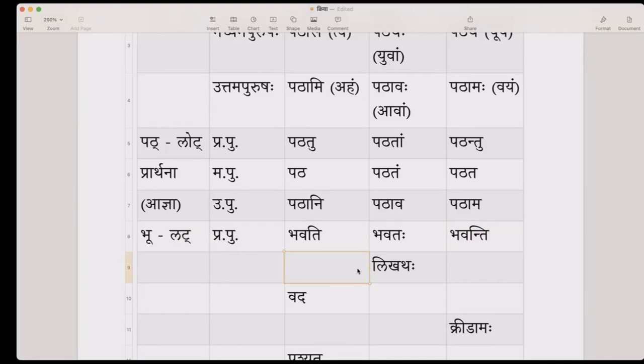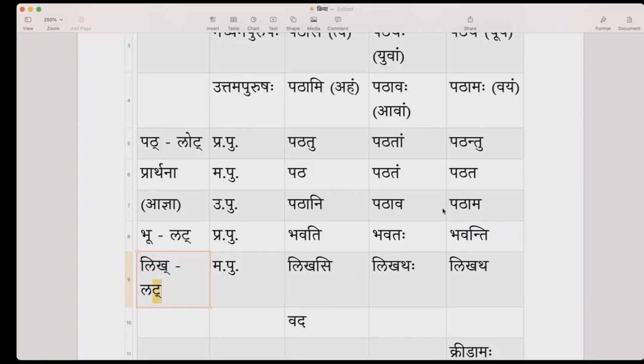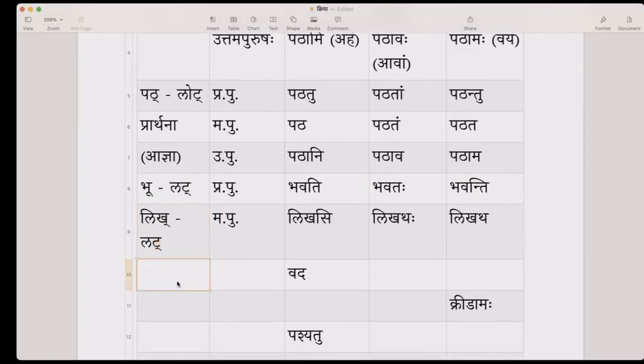Madhyama purushah. Likhasi likhathah likhatha. Okay, I'm just going to fill this in. But there are some blank spaces here. Likh dhatu, lat lakara. Apologize. Okay. No, it's okay. Sometimes we miss on these small details, which is what I want you to remember and do.